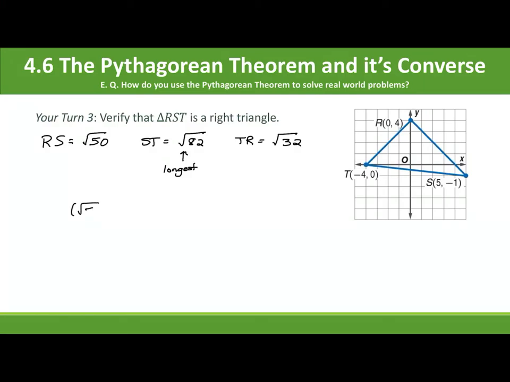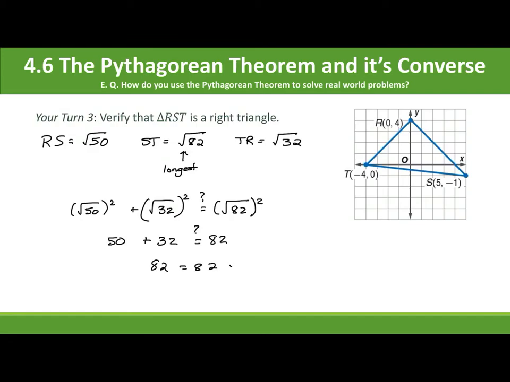So we have the square root of 50 squared plus the square root of 32 squared equal to the square root of 82 squared. So we get 50 plus 32 is equal to 82, and guess what? 82 is equal to 82. So we know, yes, it's a right triangle. Great job so far. So we have one more thing to go over.